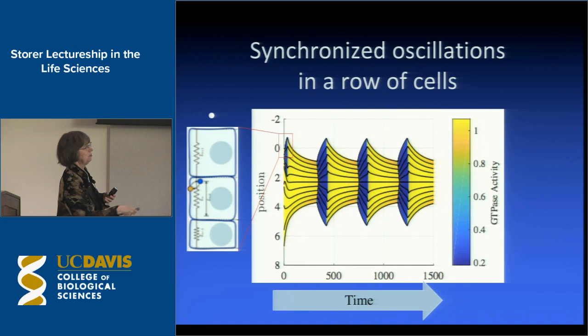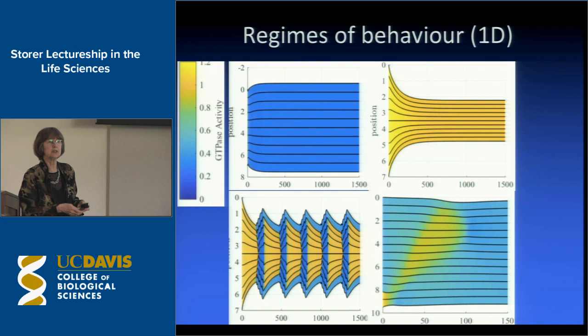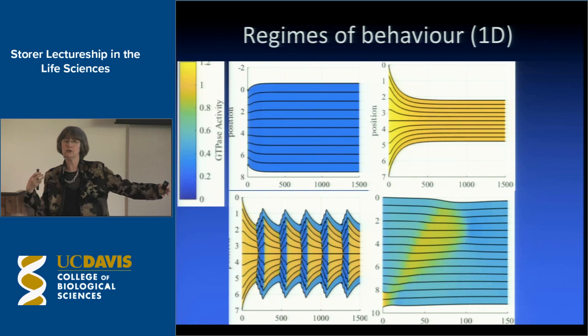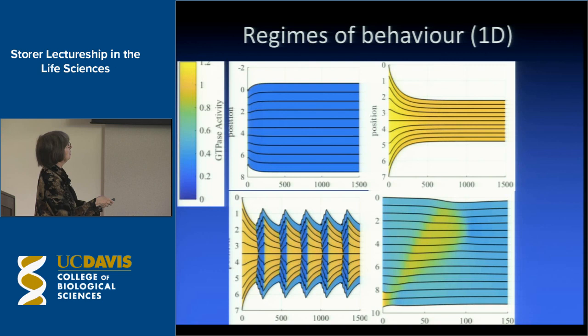So you actually find that there are several types of behavior in a system like this. You can, in certain parameter regimes, have the cells all of uniformly large length, uniformly small. This is because each cell has exactly the same copy of this model, or you can get oscillations. You can even have waves of contraction going through the cell.